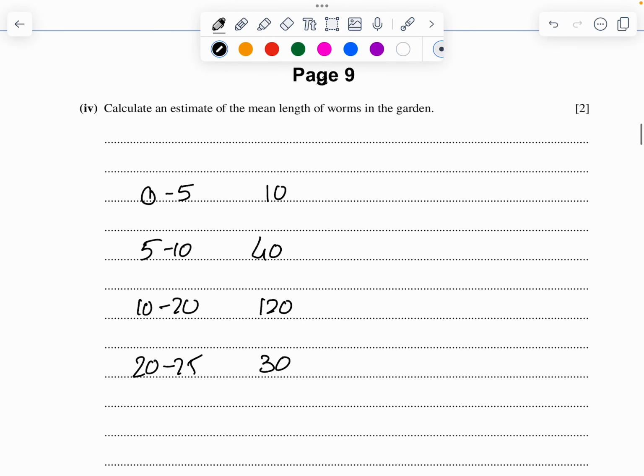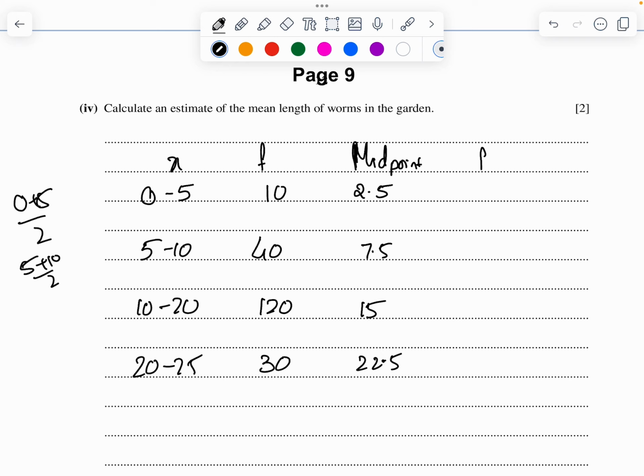20 and 30. So this is X, this is frequency. So I have to find the mid value. What is this? Midpoint. How do I find the midpoint? It is 0 plus 5 by 2, 2.5; 5 plus 10 by 2, 7.5; 10 plus 20 by 2, 15; and this is going to be 22.5.